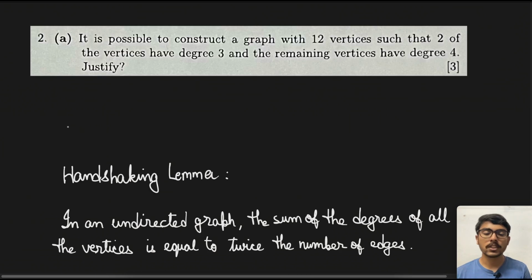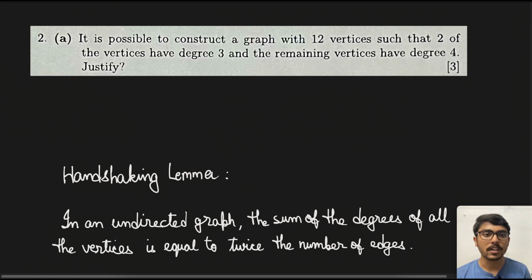Today we are going to discuss a new topic in graph theory, which is handshaking lemma. Let's first read the question to understand the problem. It is possible to construct a graph with 12 vertices such that 2 of the vertices have degree 3 and the remaining vertices have degree 4. Justify. The problem statement is quite clear.